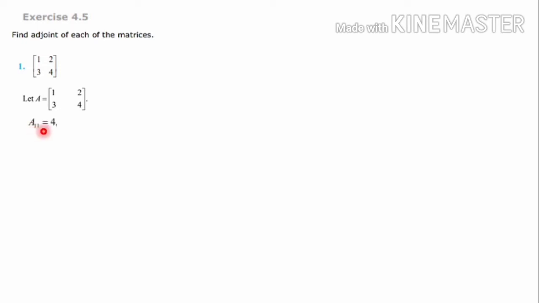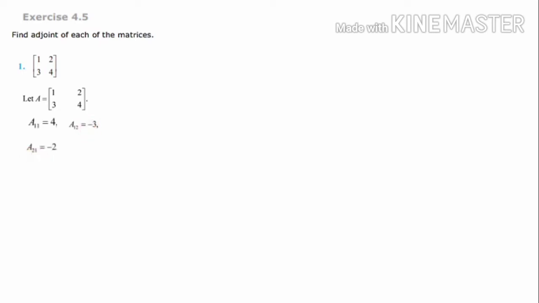So here A11 is the cofactor of the first element 1. The first row and first column are gone, and the balance element is 4. So 4 is written, and check the sign: 1 and 1, so 1 plus 1 is 2. 2 is an even number, the sign is positive. Next A12, that is the cofactor of the element 2. That row and column are gone, the balance element is 3. 3 is written, then 1 plus 2, the row value and the column value, when you add, you get 3. It's an odd number, so the sign is minus.